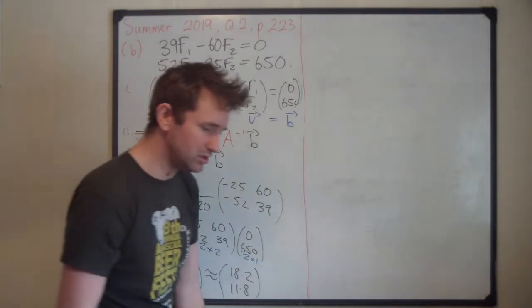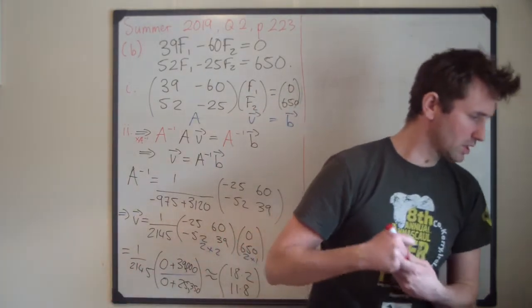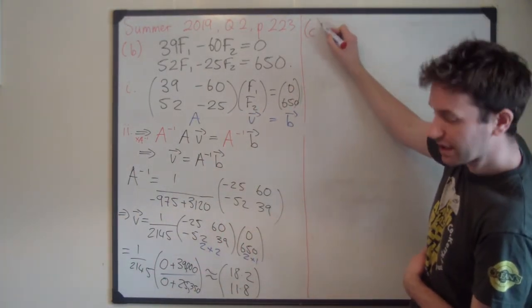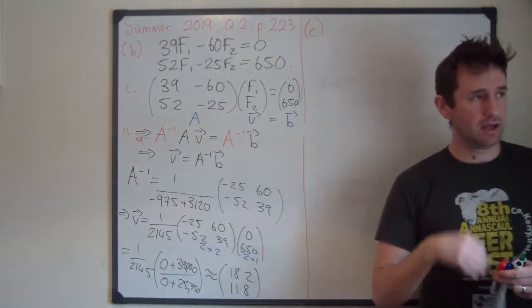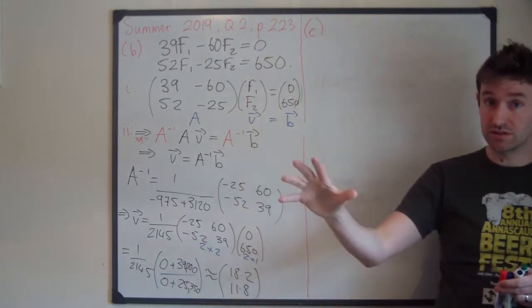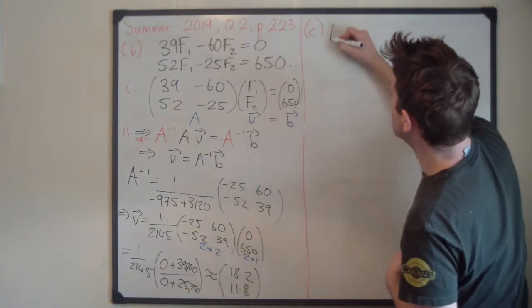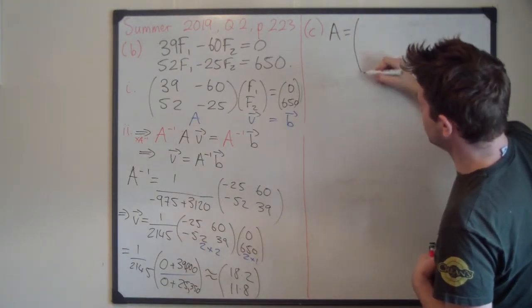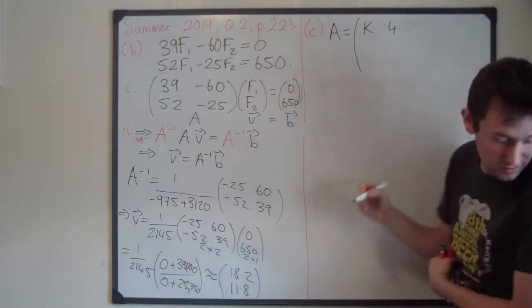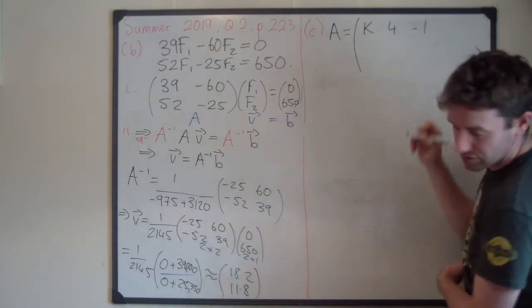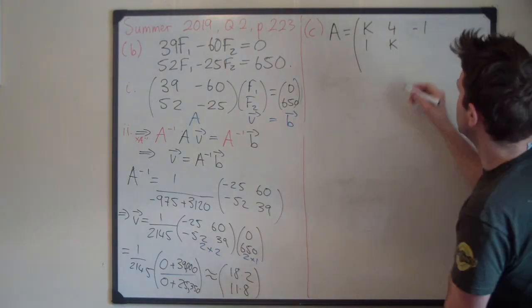Okay, that's part B done. Now let us look at question C. So question C says let K be a real constant. Okay, now real number just means some number on the number line, and define a matrix like this. So this is a matrix that depends on K. This is a tricky enough question, to be honest with you, but it tests a few different things.